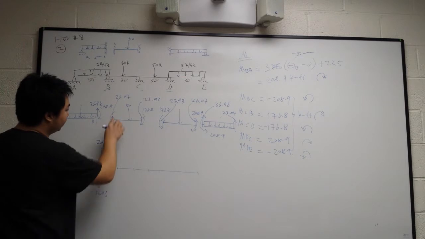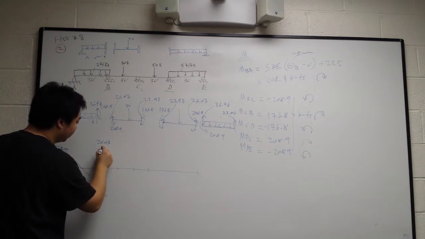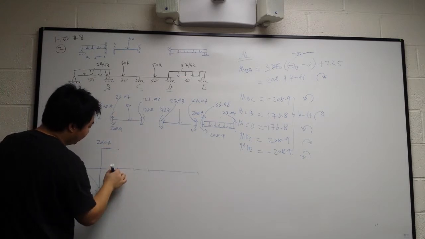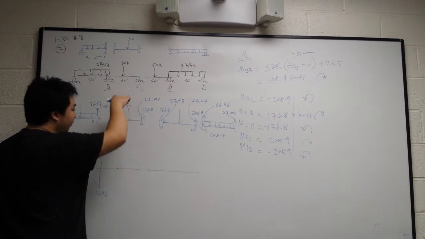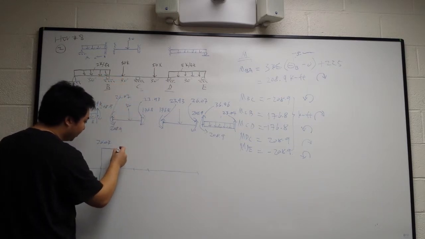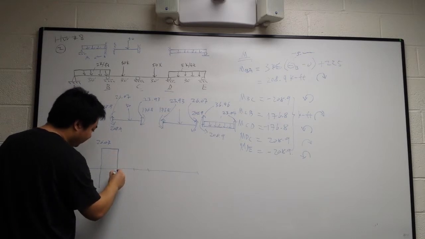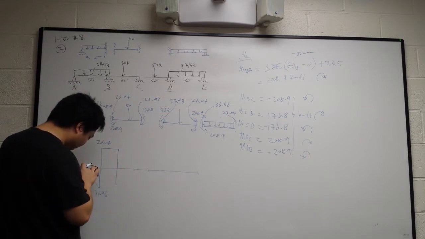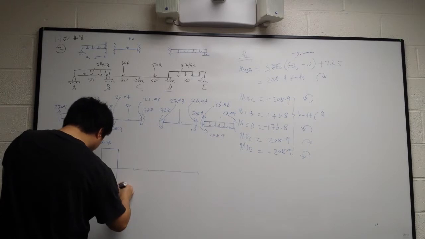For this one, nothing in between it, so you go to here. But when you hit this point, you have a 50. Keep pointing down. So you take this minus 50, you go down to negative 23.93.